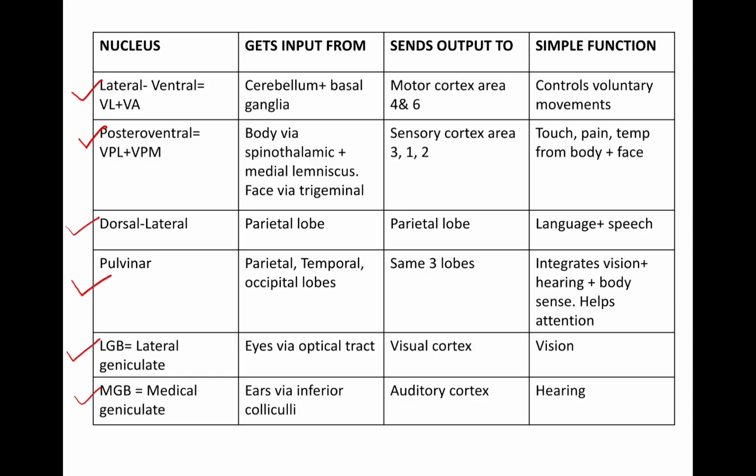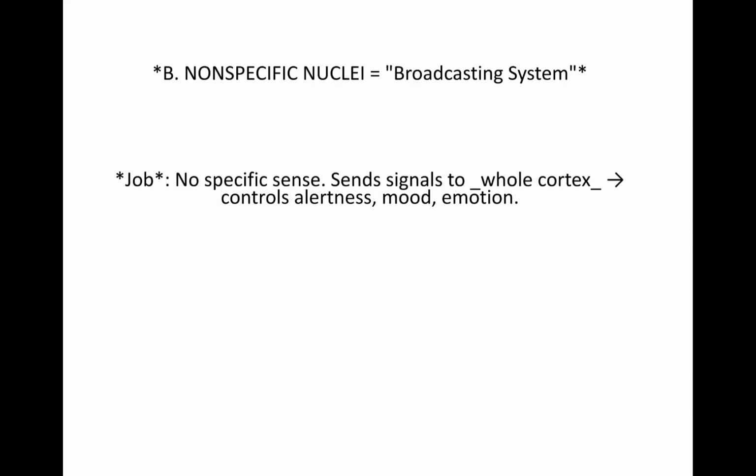Next is non-specific nuclei, also called the broadcasting system. You can remember it as a broadcasting system because its job is no specific sense, not targeting any specificity here. It sends signals to the whole cortex and it controls alertness, mood and emotion.